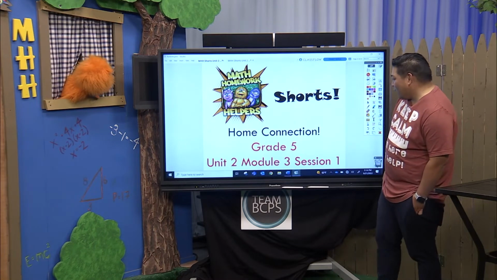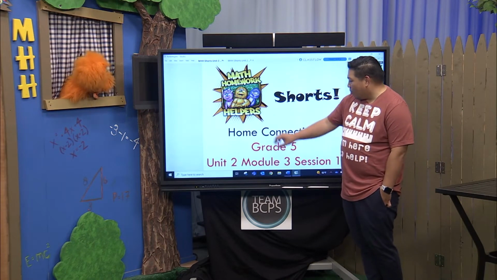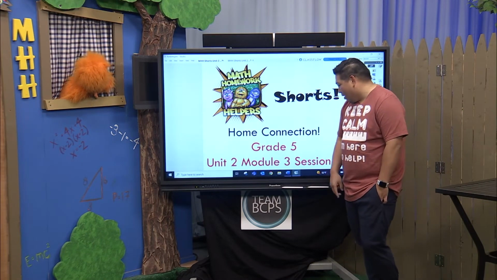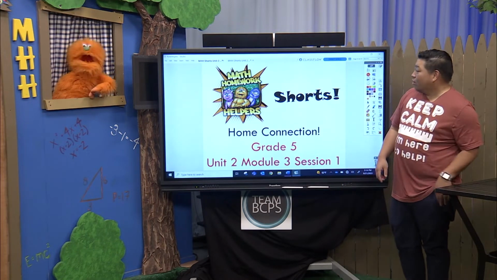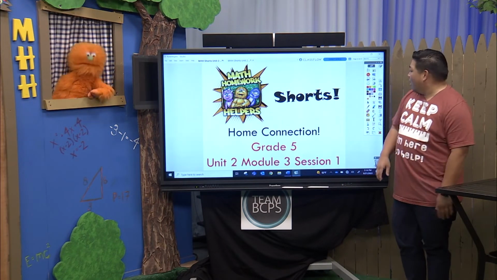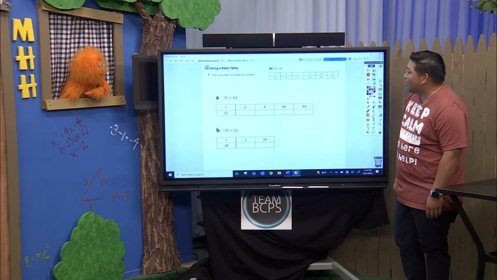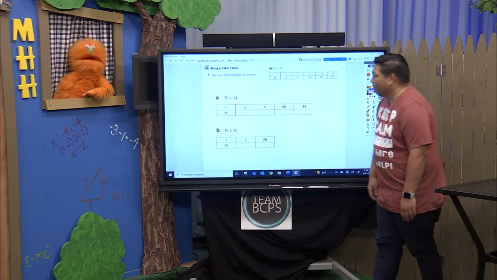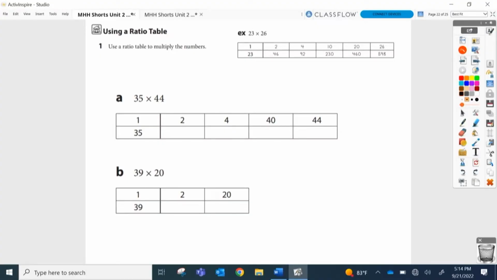Well, today we're going to be working with 5th graders. We're doing home connections in Unit 2, Module 3, Session 1. We're about halfway through our unit, and we're going to take a look at some ratio tables. We are going to use our ratio tables to help us with multiplying numbers.